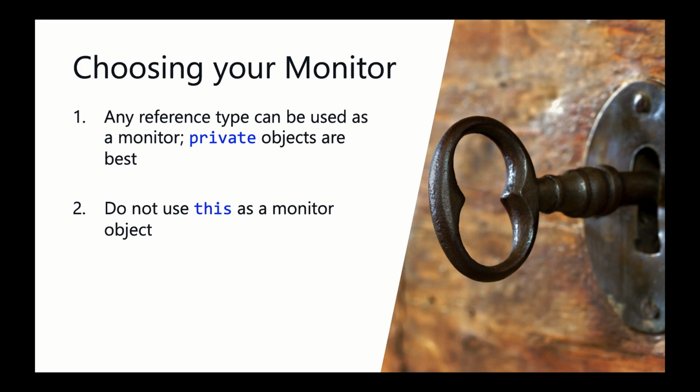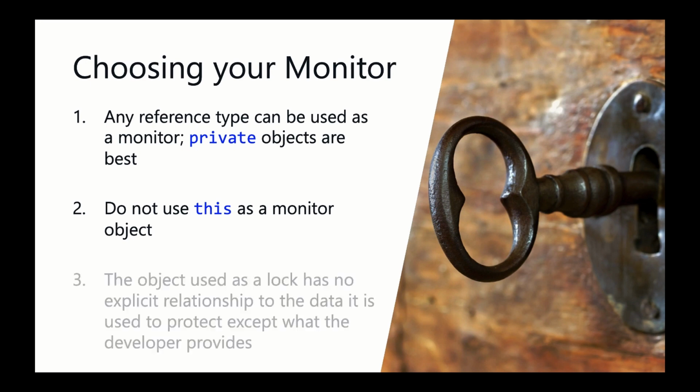Also, the object that you are using as a lock doesn't have a direct relationship to the data that it is protecting. It's completely up to you to define that relationship. So if, for example, you are accessing a list or a collection, you can use the object itself. That is something that you find, but again, it's kind of against the recommendation.